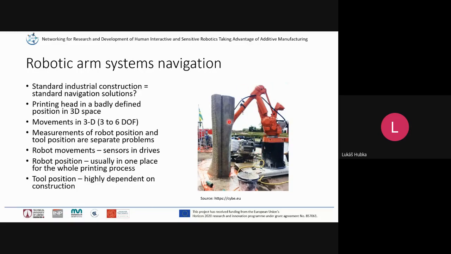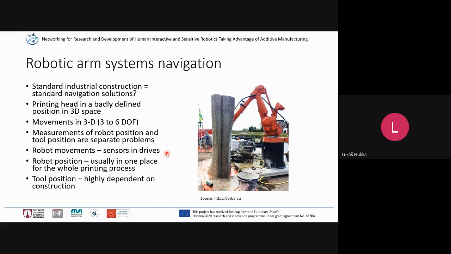For industrial robots, it is known that the navigation of the tool is solved, because in industry it's a standard task for the robot to hold trajectories with really high precision. So it's not a problem. Once you use the sensors which are inside the robot, everything works perfectly.